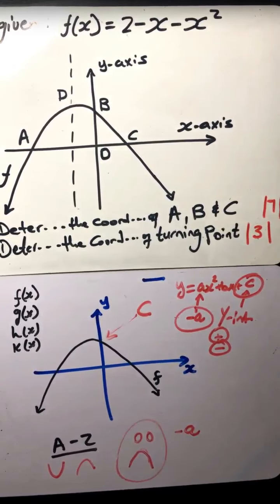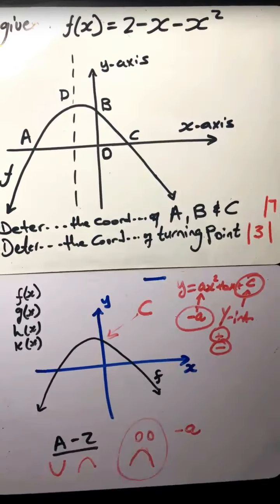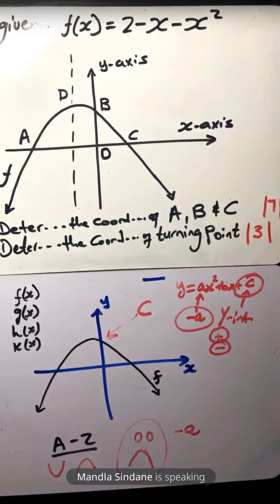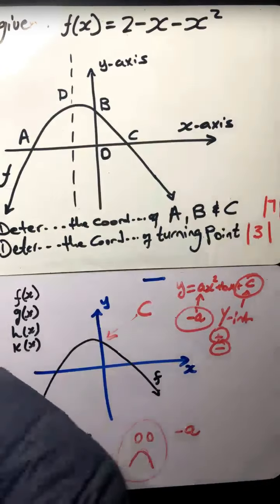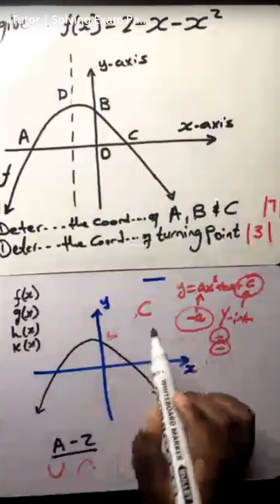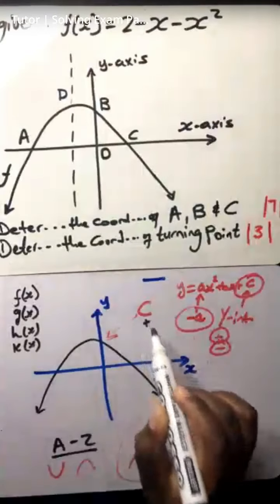My name is Mandla. The C value is positive because I think that the graph is turning on the y-axis where it is positive, on the positive side. Yeah, 100%. So in short, Mandla, the C value is positive.